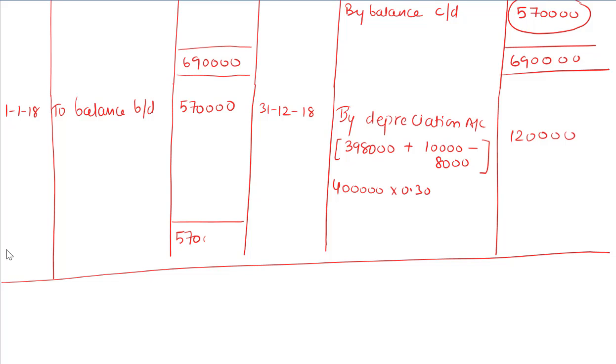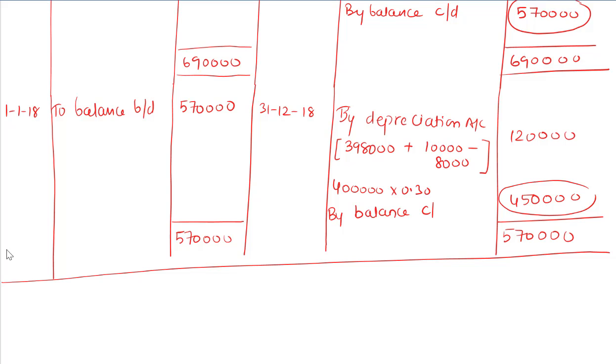Let us do the total. 5 lakh 70,000, let us close it. 5 lakh 70,000 minus 1 lakh 20,000 equals 4 lakh 50,000, by balance carried down 4,50,000. Clear?